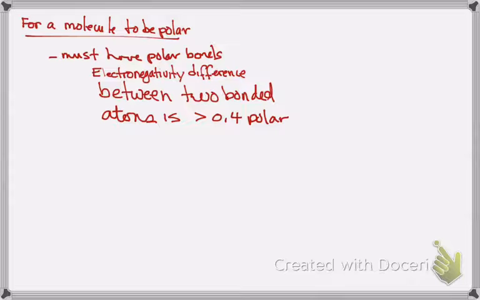But that's not a good rule for an introductory class, because it's really done by experimental measurement. So for an introductory class, like this class, it's 0.4. Right? If it's 0.4, then it's not polar. If it's more than 0.4, then it is polar.